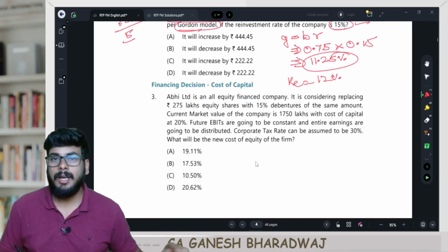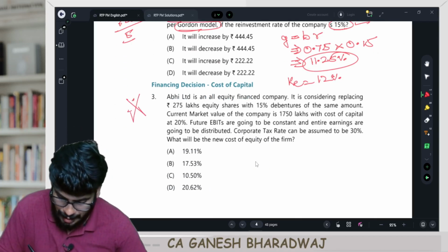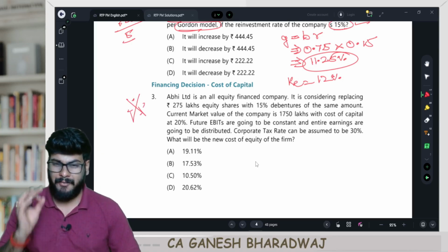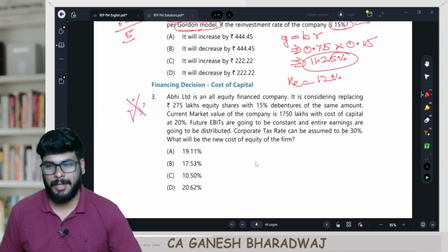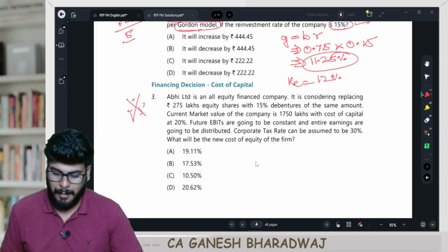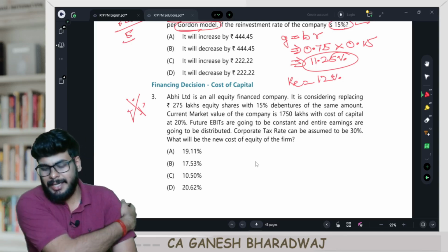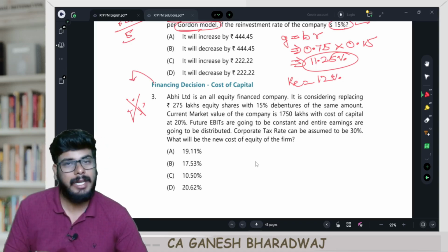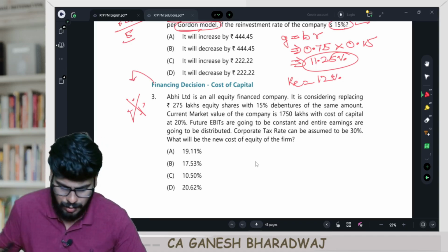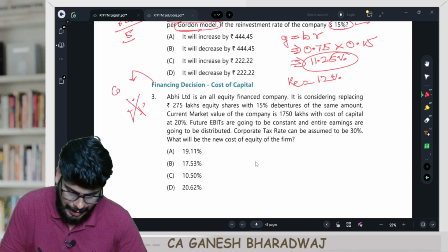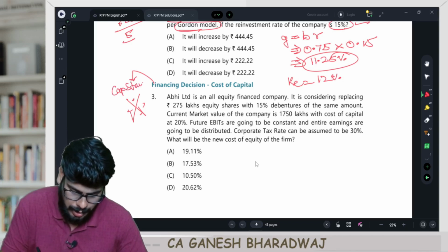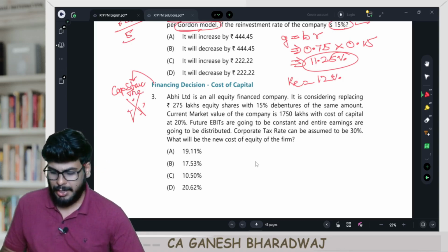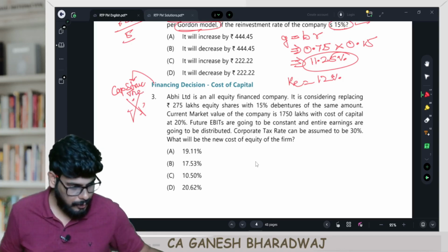Question number 3. Guys, mark this sum as important. Extremely important. Very, very good question. It's a very good question. Solid question. Please mark this as important. And this is ideally not a cost of capital chapter. In my opinion, it should be categorized as capital structure theories. That's where this question needs to come. But anyways, let's quickly get started with this.